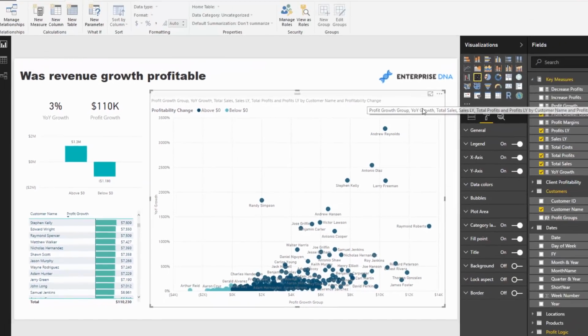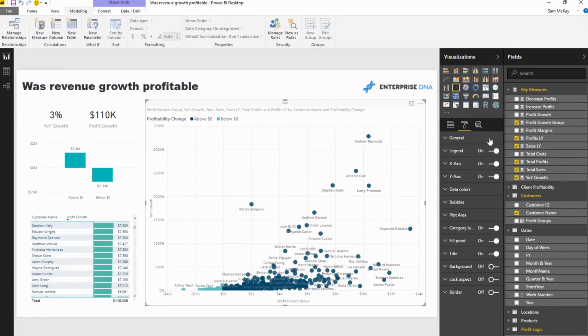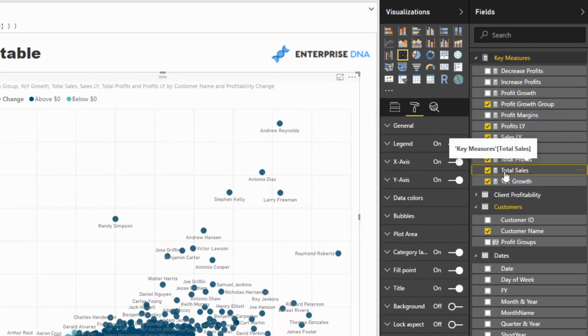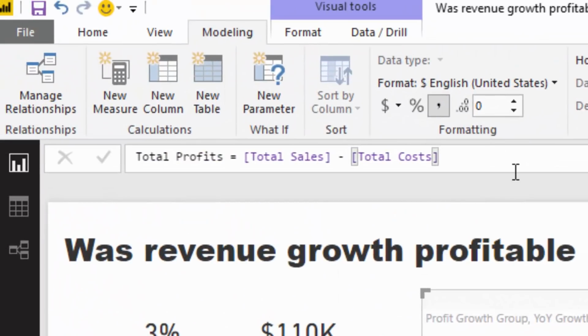Now, how did I do it? There are heaps of steps, so I'll try and go through most of them. First of all, you've got to set up your general core calculations. I've gone with total sales and worked my way to total profits. I've demoed that many, many times. And then we've got to work out the standard year-on-year growth from a revenue perspective.